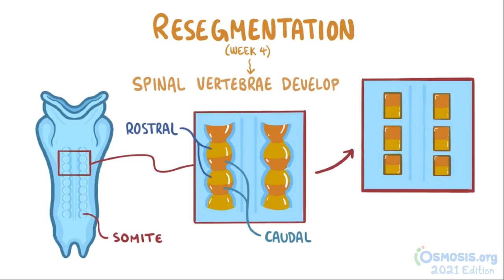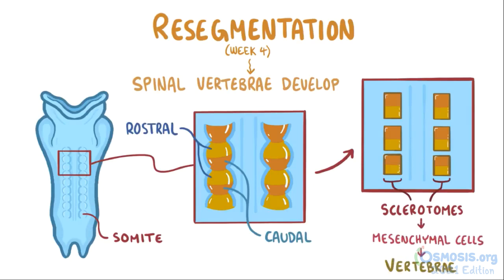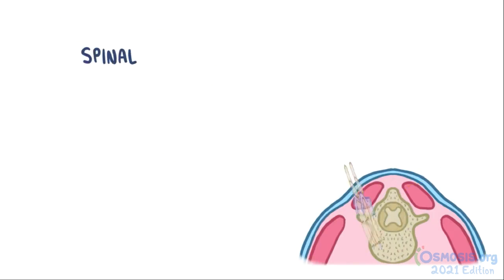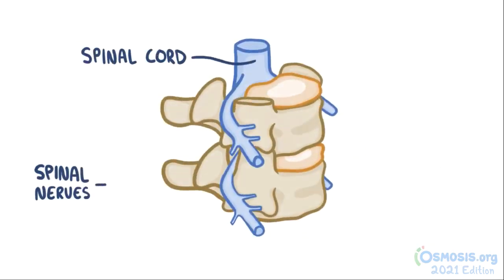The sclerotome cells in these segments surround the notochord and spinal cord, and they transform into mesenchymal cells and give rise to the vertebrae through endochondral ossification. As the vertebrae take shape, the neural tube develops into the spinal cord, from which spinal nerves emerge through the spaces between the vertebrae.